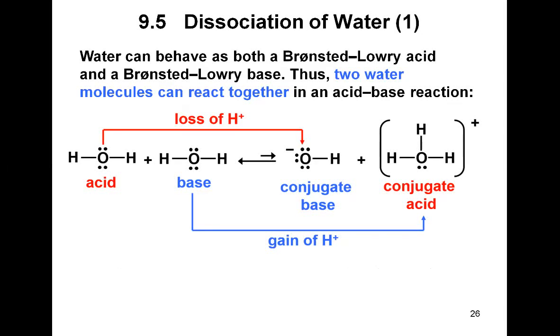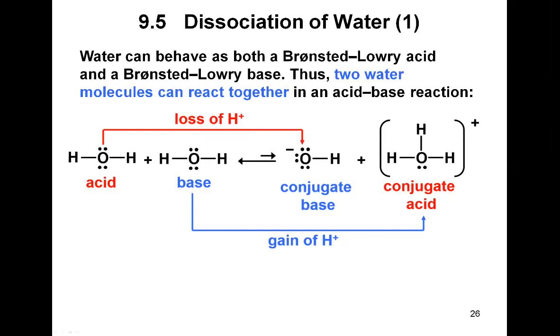So, as we said, water is an amphoteric substance, which means it can act as both an acid and a base. And so you can make two water molecules react together in an acid-base reaction. This is shown in this reaction. On the left side, you have one molecule of water. That first molecule will be the one that acts as an acid. And then a second molecule of water, and this one will act as a base.